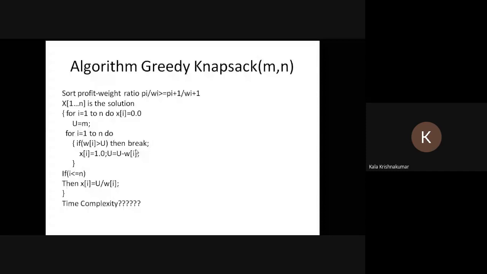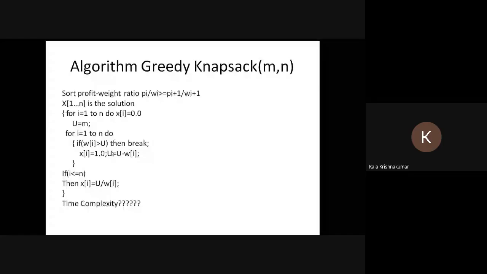Now you have taken w of i, so your capacity becomes u equal to u minus w of i. Then you choose the next element. If w of i is greater than u, you break; otherwise you fully add it. That is, x of i will be 1.0 and u equal to u minus w.